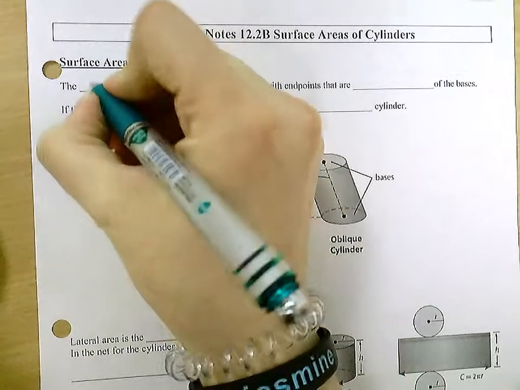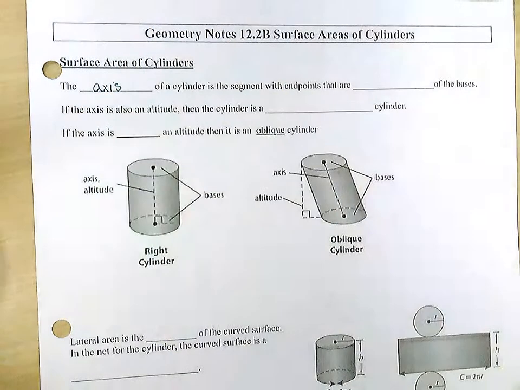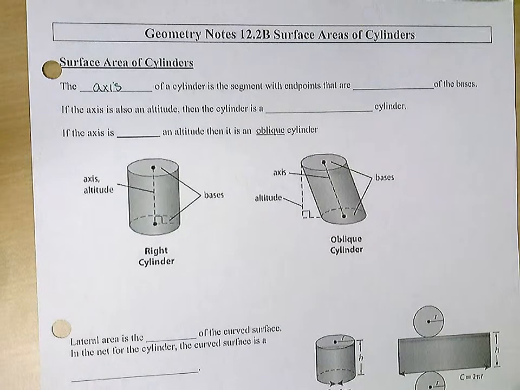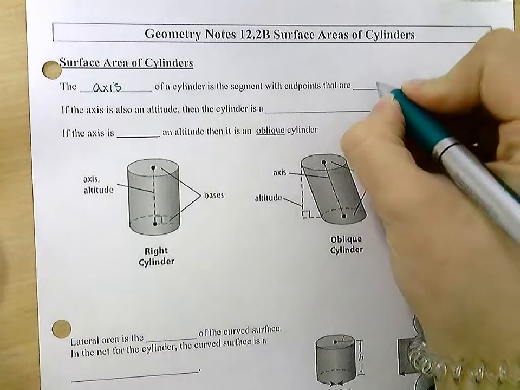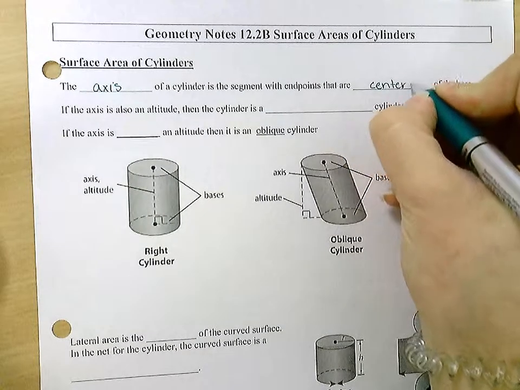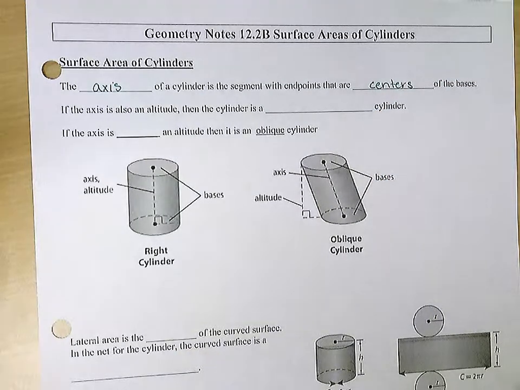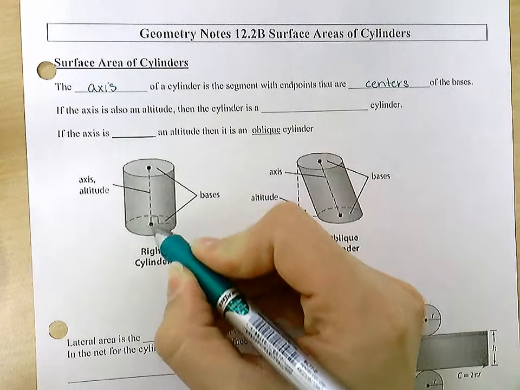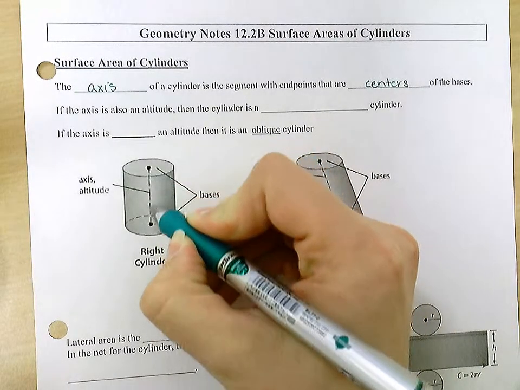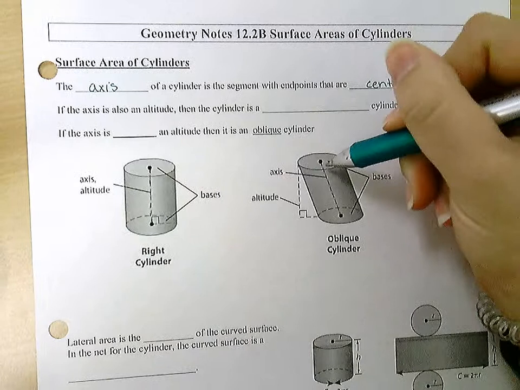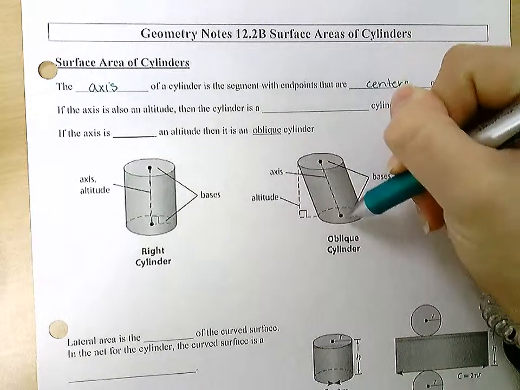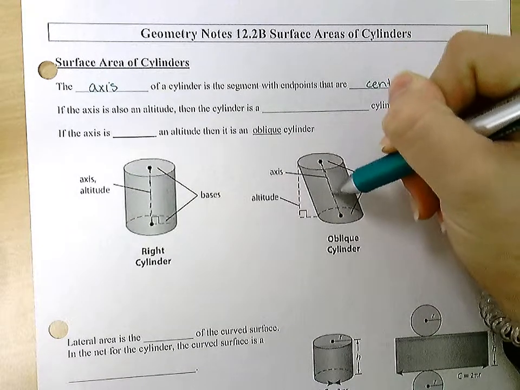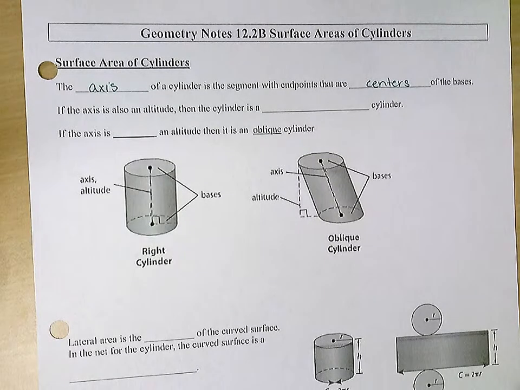The axis of a cylinder is the segment with endpoints that are the centers of the bases. Okay, so in our picture here, your axis will go between the center points. That would be your axis right here. In this one, your axis connects, again, your center points, so this one isn't perpendicular between the two, but that's still the axis of your cylinder.